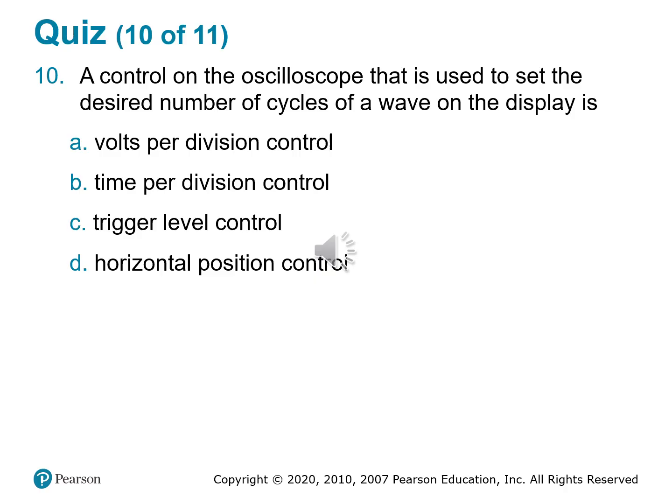And question number 10, the last question for this presentation. A control on the oscilloscope that is used to set the desired number of cycles of a wave on the display is what? A, volts per division control. B, time per division control. C, trigger level control. Or D, horizontal position control. Go ahead and pause the video now. And you're back. And the correct answer to this one is B, time per division control.